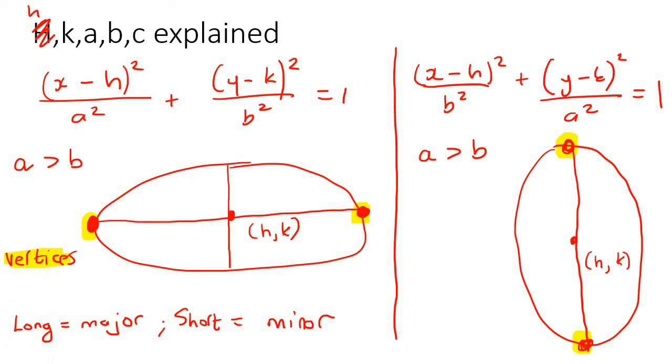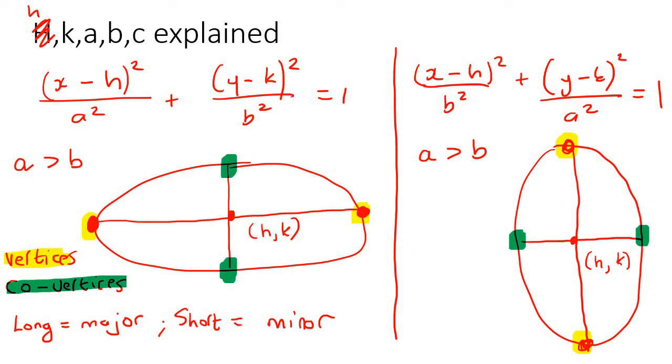Now these parts over here, which are on the ends of the minor axis, are called the covertex or the covertices. If you're talking about one of them, it's a covertex. If you're talking about both of them, it's covertices. And then on this one, it would be over here.